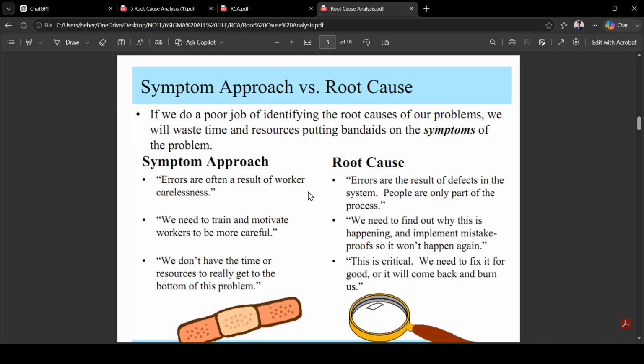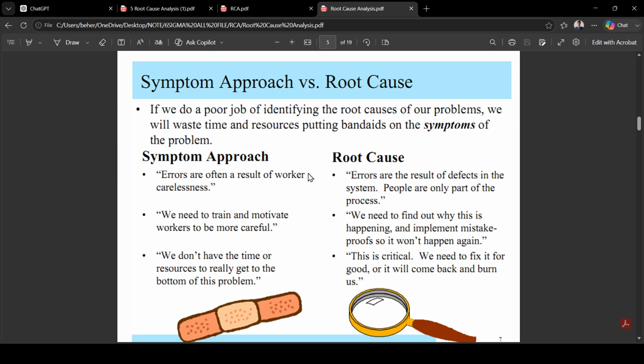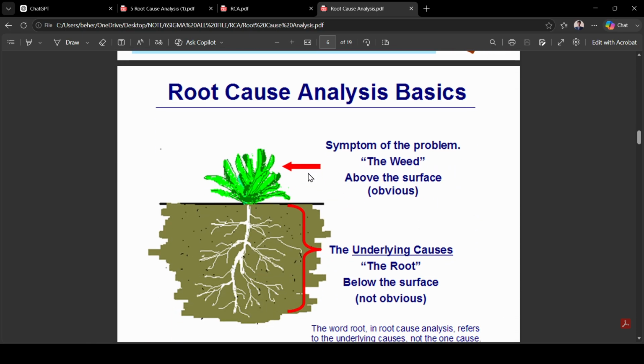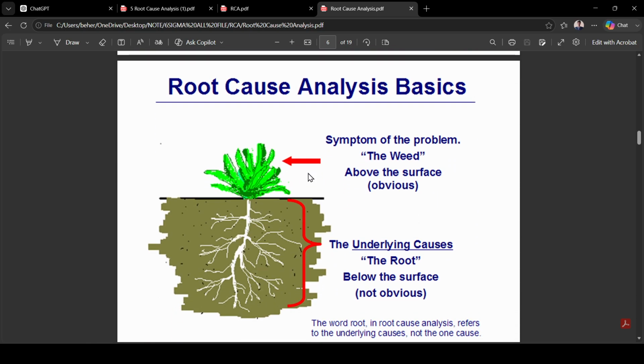We do not have the time or resources to really get to the bottom of this problem. But this is critical. We need to fix it for good, so it will not come back and burn us. Primary basic symptoms of the problem are the weight above the surface, and the underlying causes, the root cause, are below the surface.